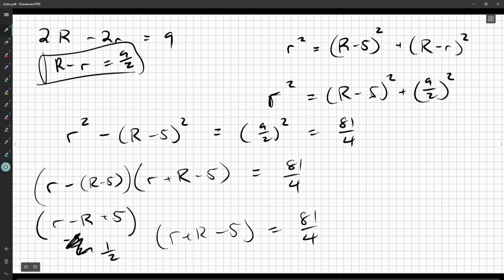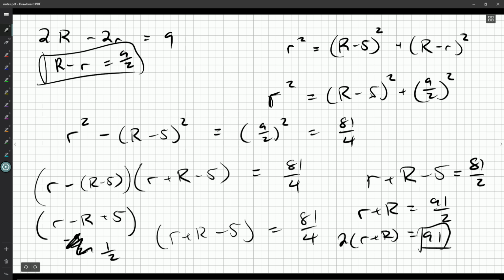So multiply both sides by 2, and we'll get r plus capital R minus 5 is 81 halves. Now if I add 5 to both sides, 5 is 10 halves, so I'll get r plus r is 91 halves. And we don't want the sum of the lengths of the radii, we want the sum of the lengths of the diameters, so we double this. And we get 91. There we go.